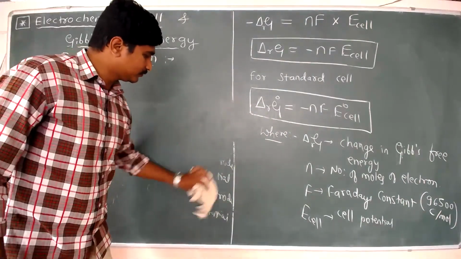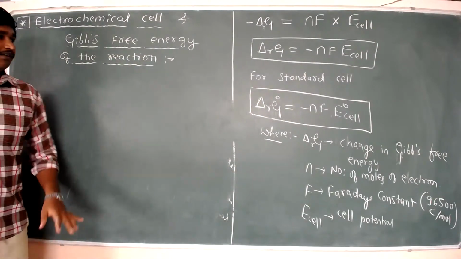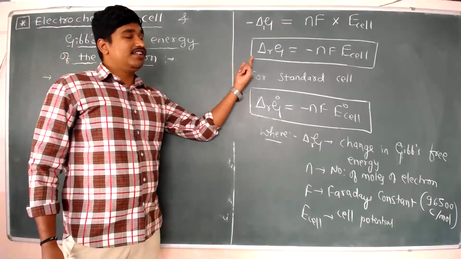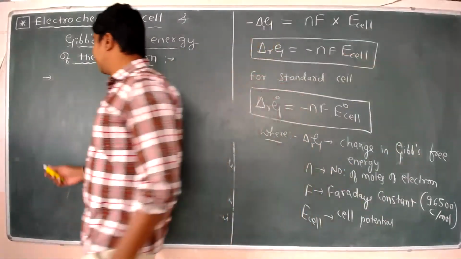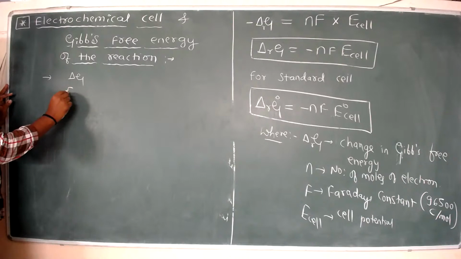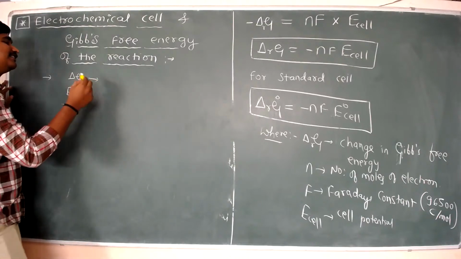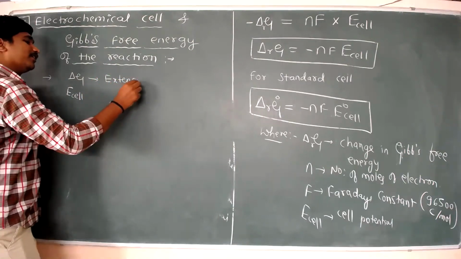Here, one more important point is that we know delta G means change in Gibbs energy, and E cell means electrode potential, right? Delta G is the change in Gibbs energy, and E cell is the electrode potential. Here delta G is an extensive property.